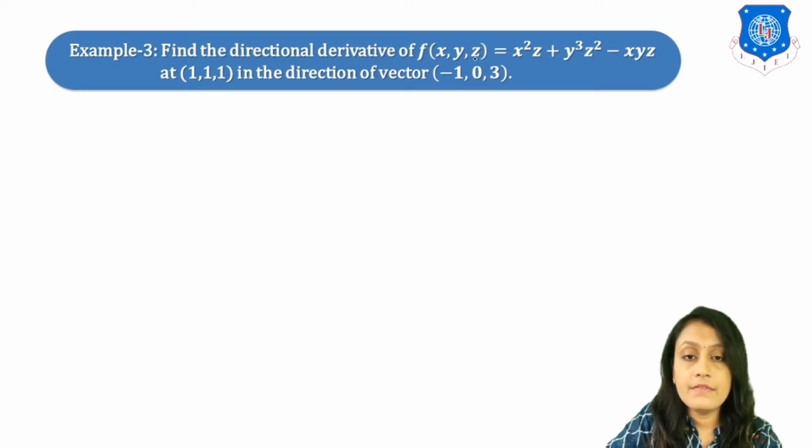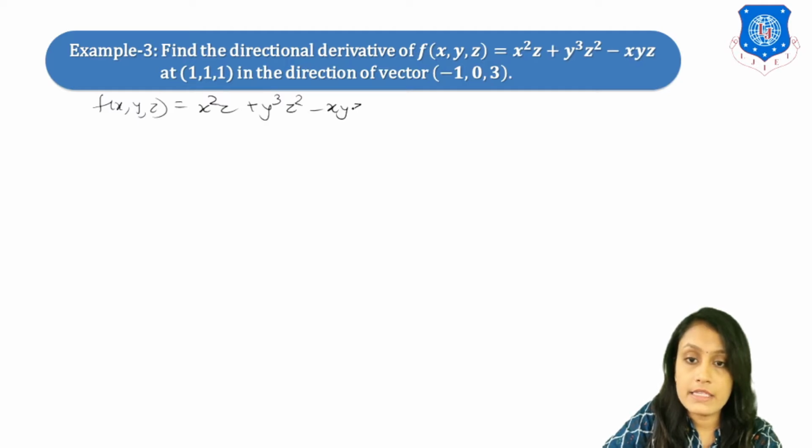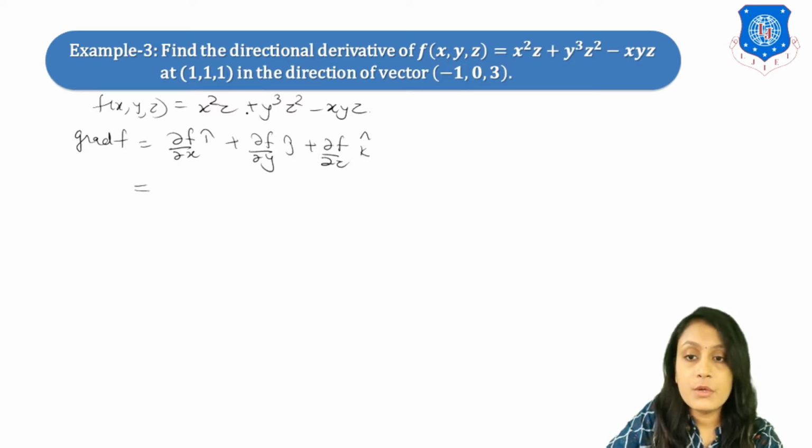Find the directional derivative of f of x y z is equal to x square z plus y cube z square minus x y z at this particular point in the direction minus 1, 0, 3. So here f is given, that is x square z plus y cube z square minus xyz. Firstly we will find grad f. The formula will be del f by del x i plus del f by del y j plus del f by del z k.